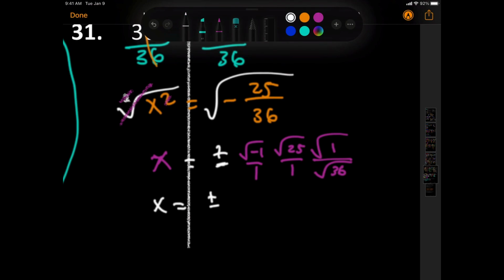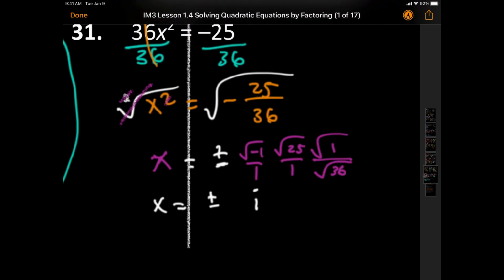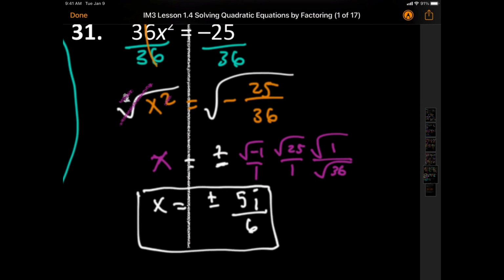So the square root of negative 1 is i. The square root of 25 is 5, which you'll notice is in the top of the fraction. And the square root of 36 is in the denominator. Square root of 1 is 1, so we just keep that up there. And the square root of 36 is 6, but it's in the denominator. So here are our answers.